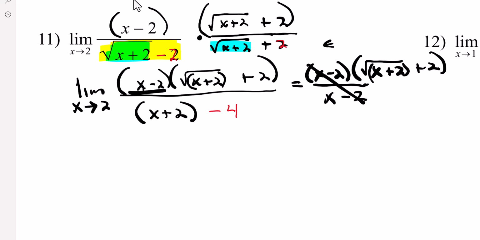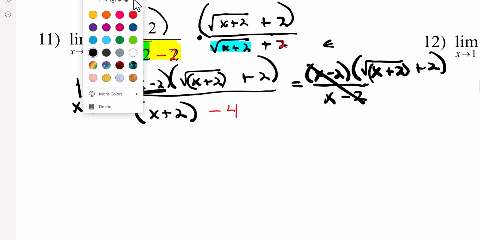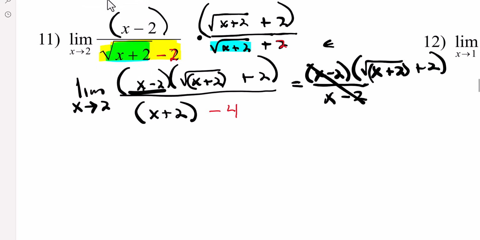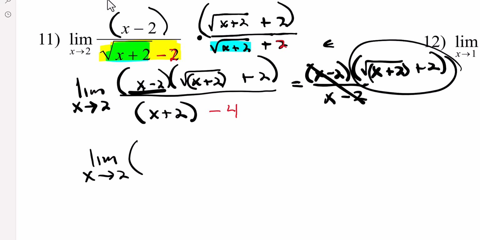Those cancel. So now what you're left with does not need to be that big. All of this stuff in the numerator. And then when you substitute, 2 plus 2 is 4. The square root of 4 is 2. 2 plus 2, we're at a height of 4.